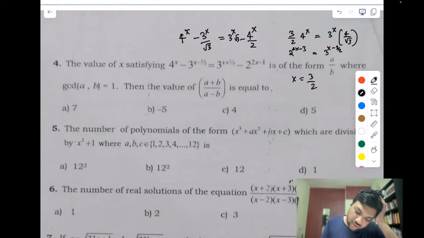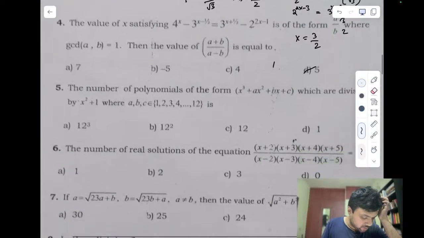Anyway, at least x equal to 3 by 2 clearly works, right? 3 power 3 by 2 minus 3 by 2 is 0. So 3 power 0 is 1 and 2 power 0 is also 1. So therefore, a by b is 3 by 2. So a is 3, b is 2. So 5 by 3 minus 2 is 1. So 5. That's it. Okay, just straightforward algebra. All right, next question.